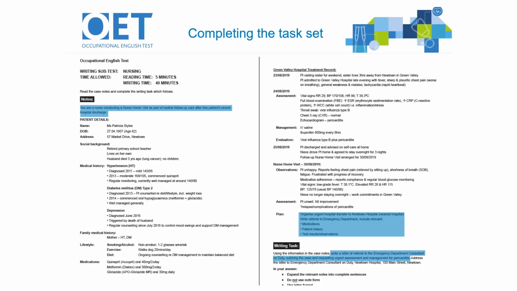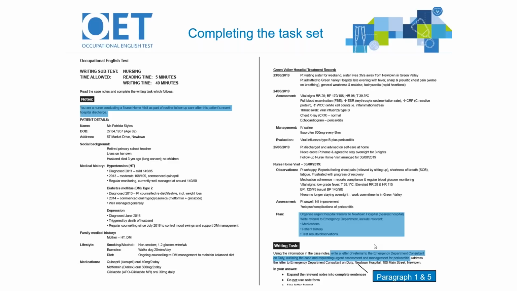And here we can find quite a lot of useful information which tells us what we need to include in our letter to score a good mark. So we can see that the nurse has organised an urgent hospital transfer, and that as part of the letter to the emergency department, she should include medications, patient history, and test results or observations. So those 3 bullet points really act as an explanation of what needs to be included in our sample answer. And we can see that all of those things have been covered in our sample answer.